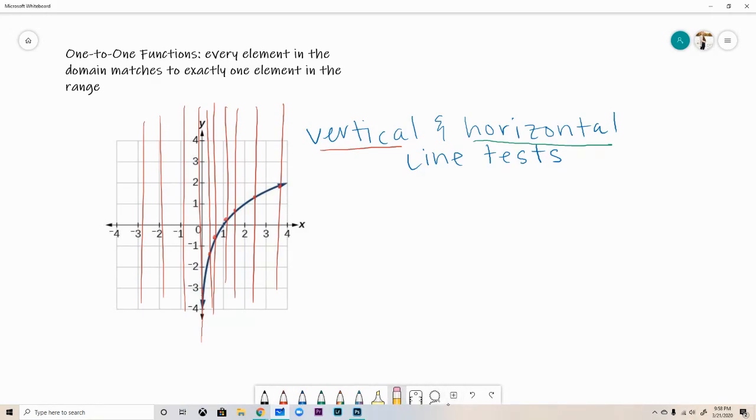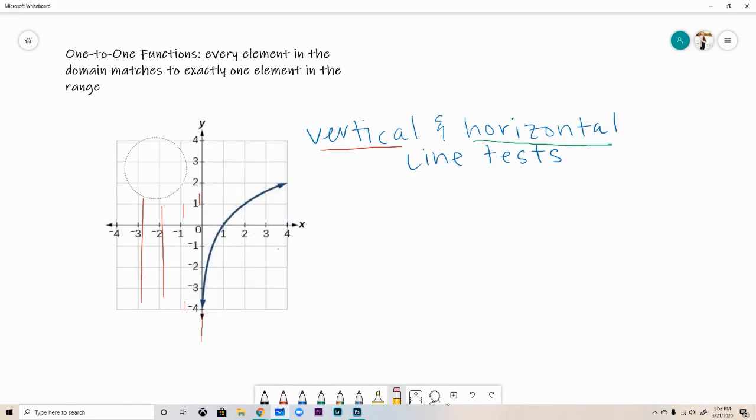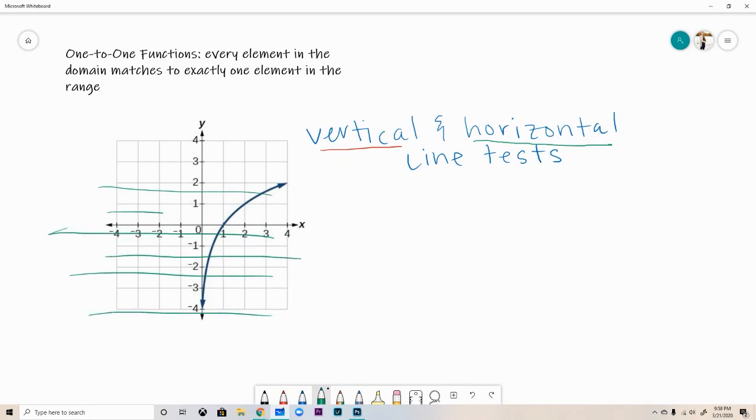Let me erase this to do the horizontal line test. It's going to be the same idea, just horizontal lines now. Yours might be way better than mine, but you get the idea. It only crosses once, it only crosses once, it only crosses once. This passes the vertical and horizontal line test, so this would be considered a one-to-one function.